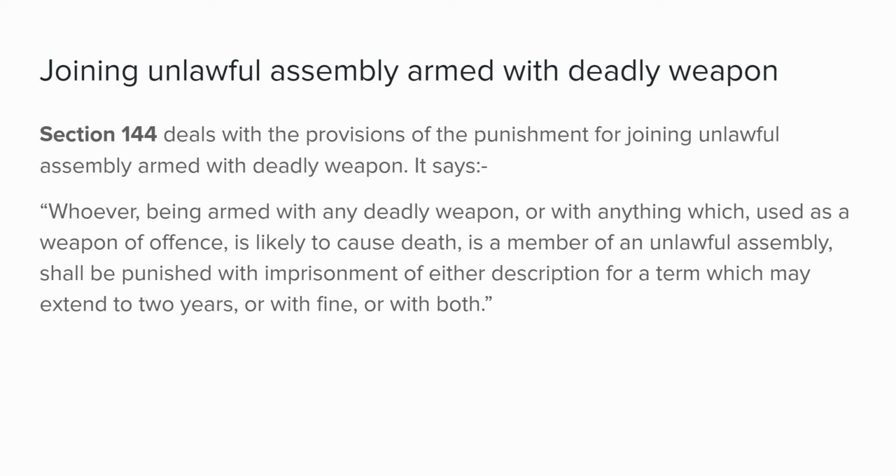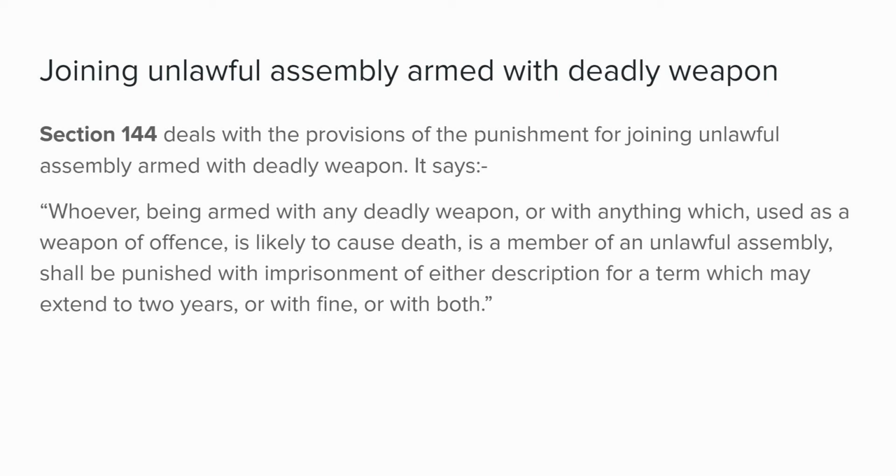This section says, whoever, being armed with any deadly weapon or with anything which, used as a weapon of offense, is likely to cause death, is a member of an unlawful assembly, shall be punished with imprisonment of either description for a term which may extend to 2 years, or with fine, or with both.